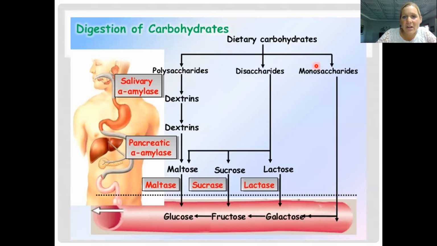Here you can see dietary carbohydrates in the form of polysaccharides, those long chain molecules, disaccharides, which are the 2 chained sugars, and then monosaccharides. Again, you can see salivary amylase playing a role in the mouth. Pancreatic amylase will play a role in the small intestines until eventually we get our 3 monosaccharides, which will be carried in the hepatic portal system to the liver so that they can all be converted into glucose.